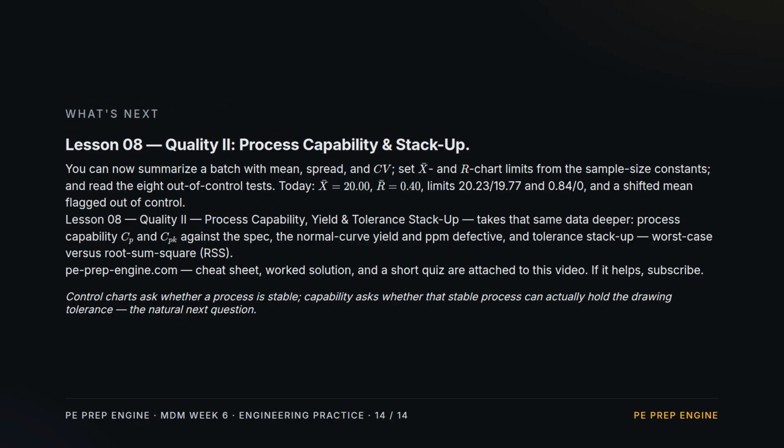Next up, Lesson 8, Quality 2. You can now summarize a batch and set control chart limits from the sample size constants. Next, we go deeper on the same data. Process capabilities Cp and Cpk against the spec. The normal curve, yield and parts per million defective, and tolerance stack-up. Worst case versus root sum square.